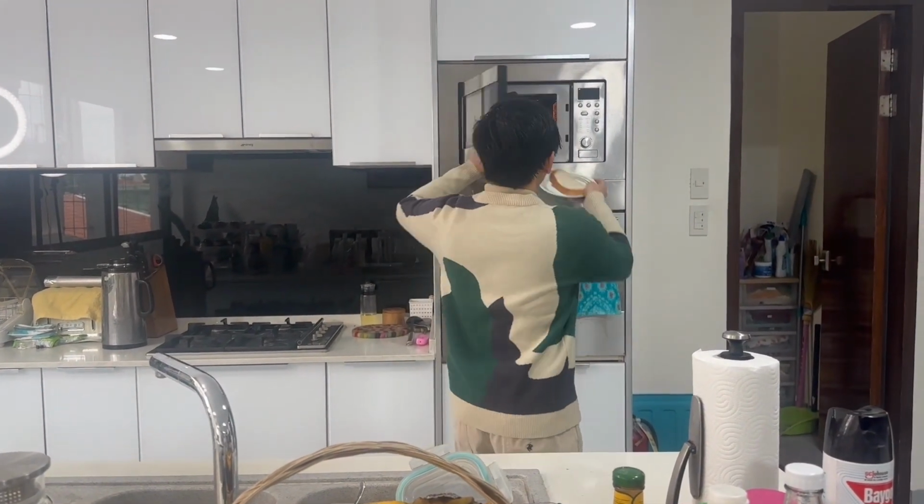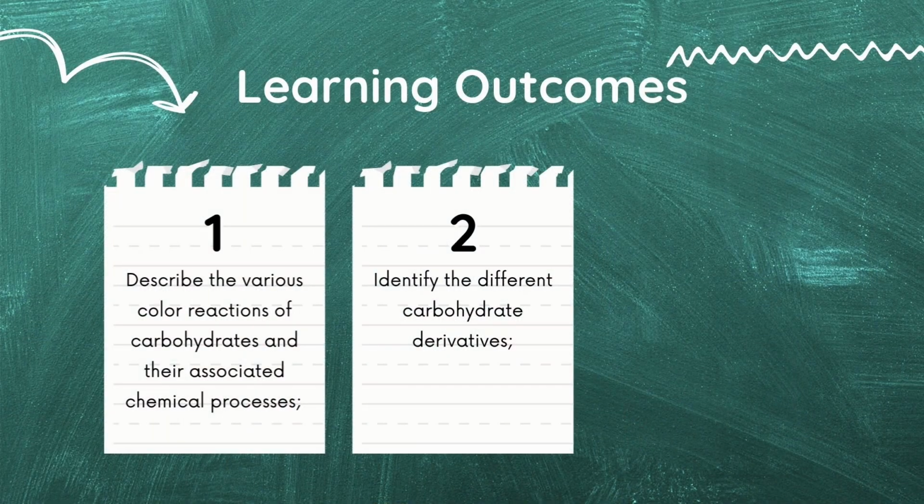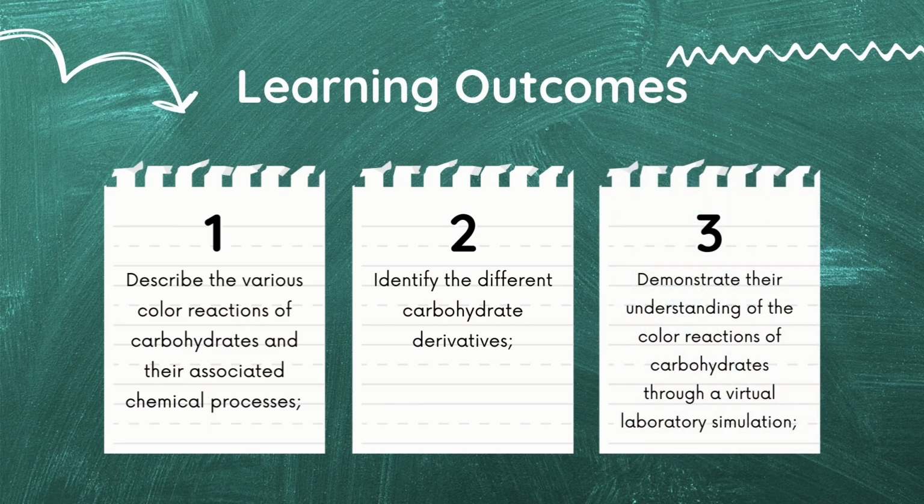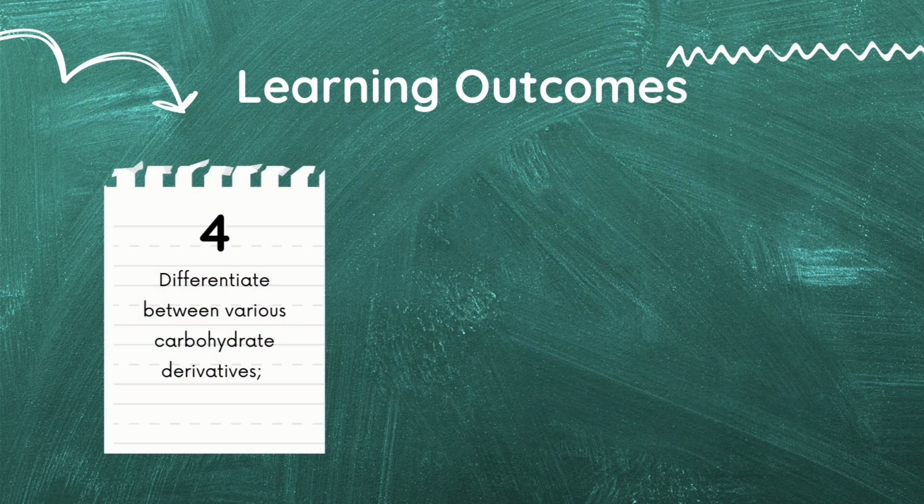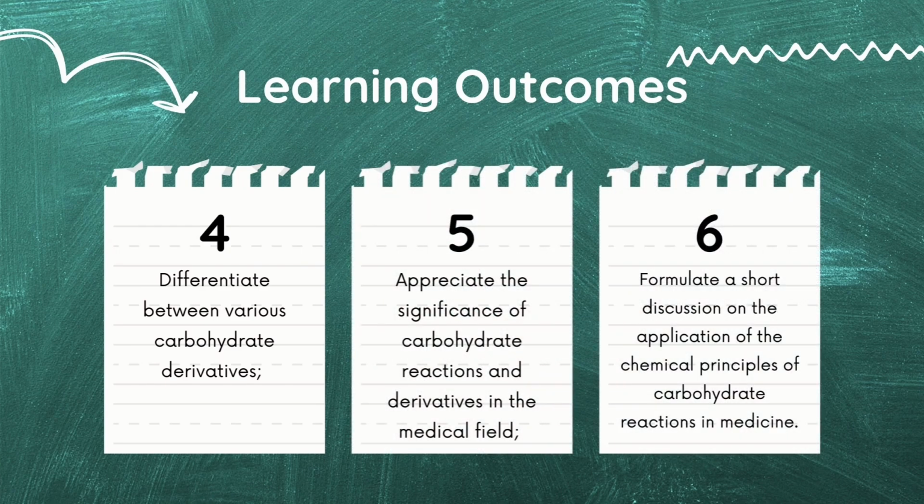But before we get to the good part, we need to establish some learning outcomes that we need to achieve by the end of the session. So first, you need to describe the different color reactions of carbohydrates and their associated chemical reactions. Then you need to demonstrate that understanding through a virtual laboratory simulation. Next, you need to both identify and differentiate the different carbohydrate derivatives. And lastly, you need to appreciate the significance of both the color reactions and the derivatives in the medical field, then formulate a short discussion on the applications of their chemical reactions.